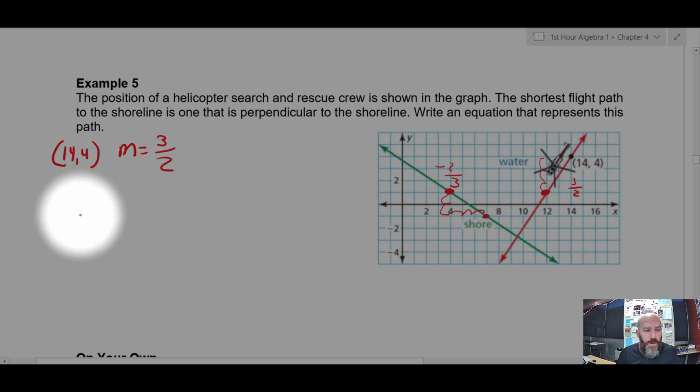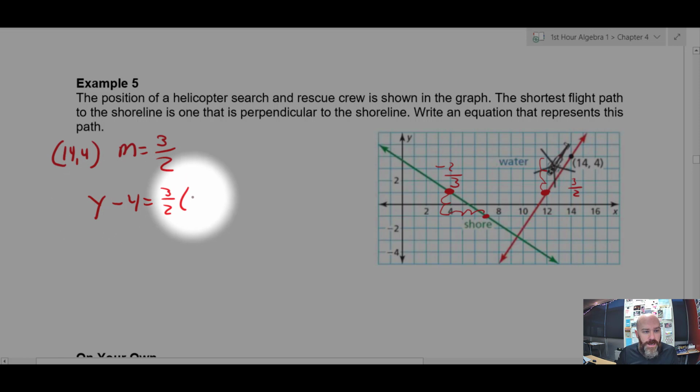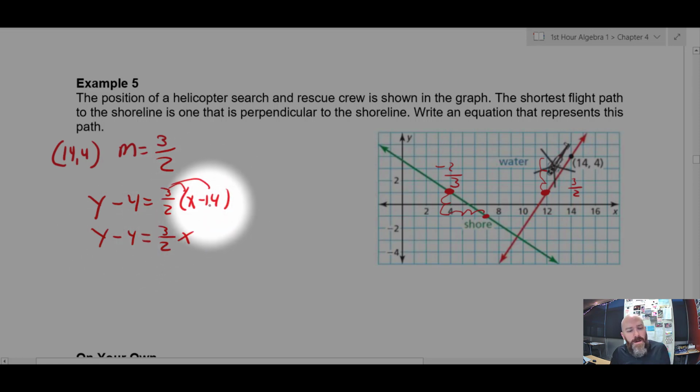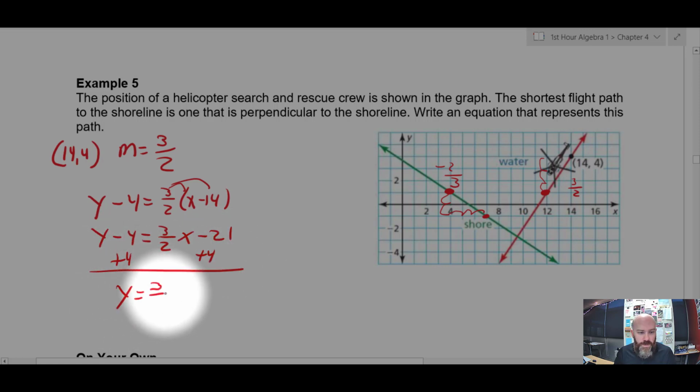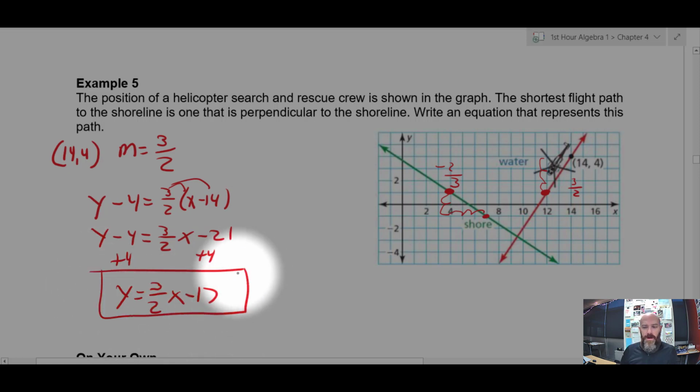So we have a point, we have a slope. We're just going to go right into y minus 4 equals 3 over 2 times x minus 14. Do our distributive property to get 3/2 x. If I go here, that's going to be a negative 21. Add the 4, and we get y equals 3/2 x minus 17. And there is the equation that represents this red line here.